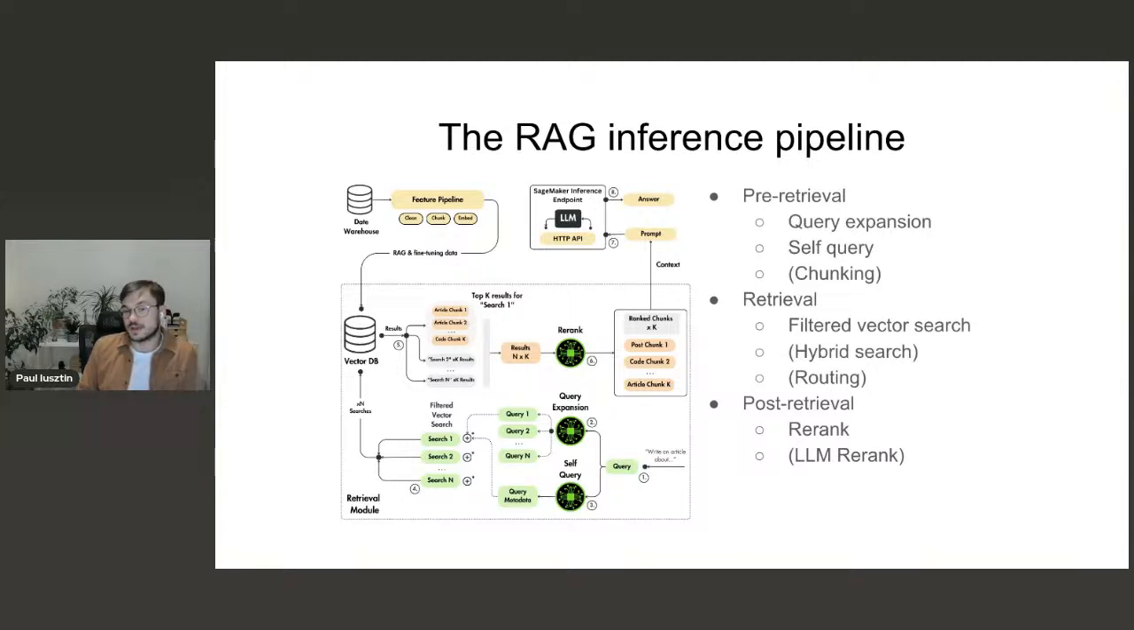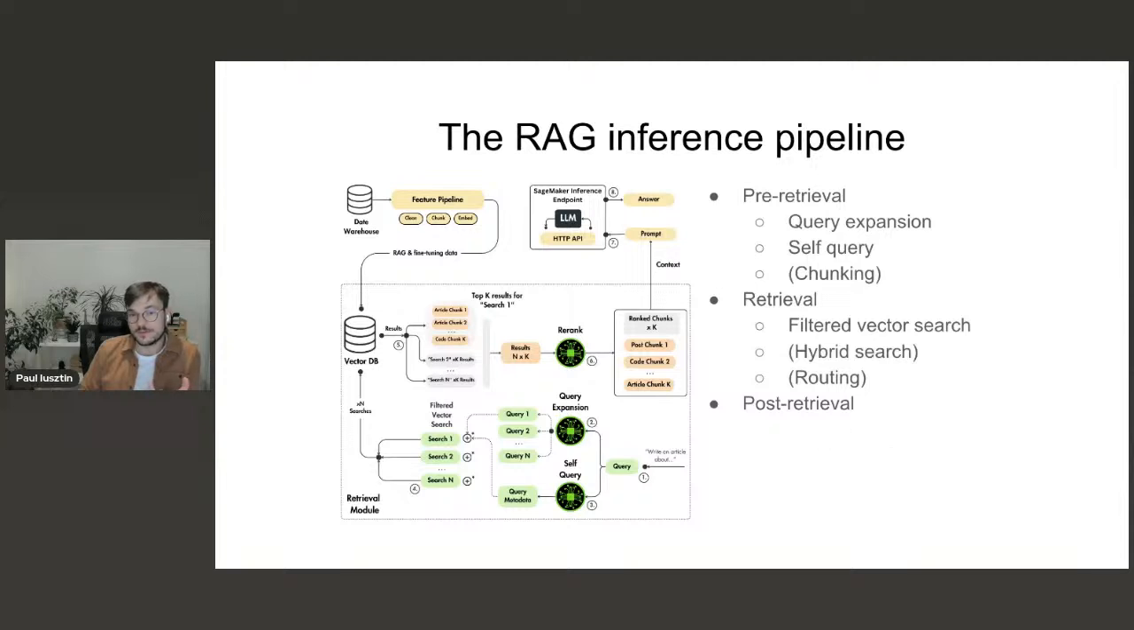Instead of using the standard re-ranking models, I've seen that it's quite popular to use another LLM as a re-ranker. I don't have a strong opinion on which one is better. It's, again, I think, a very experimental process. And yeah, so this is about the RAG inference pipeline.